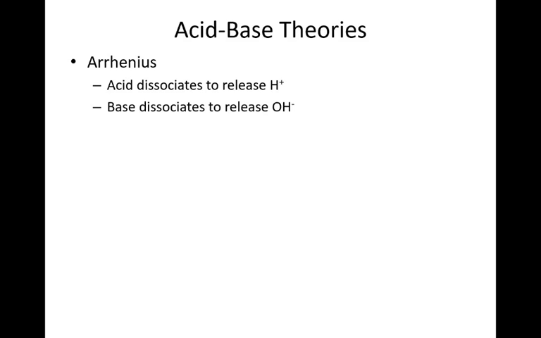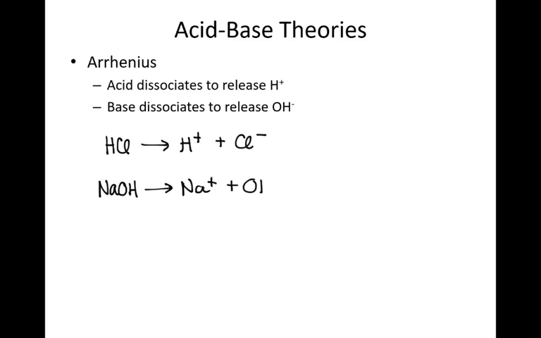And so in an Arrhenius acid, an acid dissociates to release H+. So for example, you could imagine that HCl dissociates to form H+ and Cl-. And so that makes HCl an Arrhenius acid. An Arrhenius base is something that dissociates to produce OH-. So for example, NaOH can form Na+ and OH-.